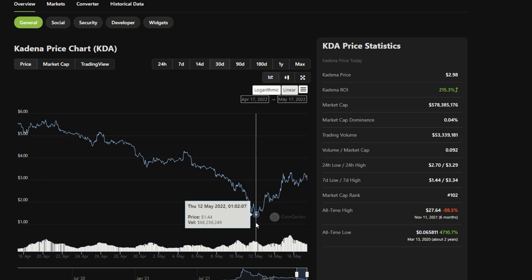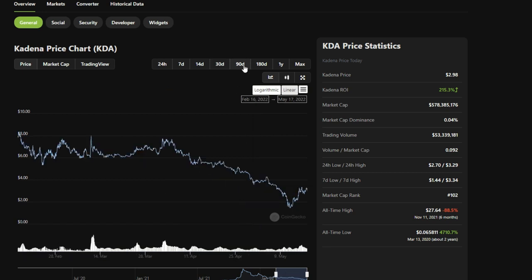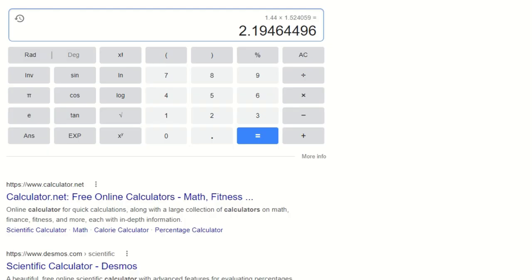But it looks like $1.44 is the bottom here in the past 30 days. Let's just go to 90 to make sure. Yeah, that definitely looks like the bottom there. So $1.44 USD. At the bottom so far, this thing has still been making about $2.19 per day. But we're never selling at the bottom. Maybe some do because they're scared and they want to get out.